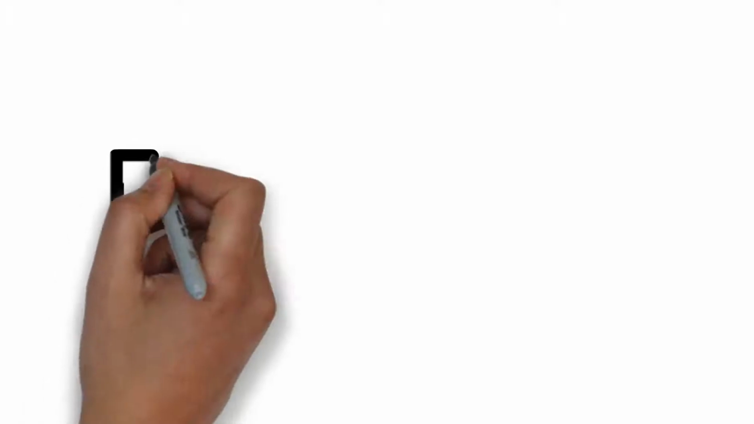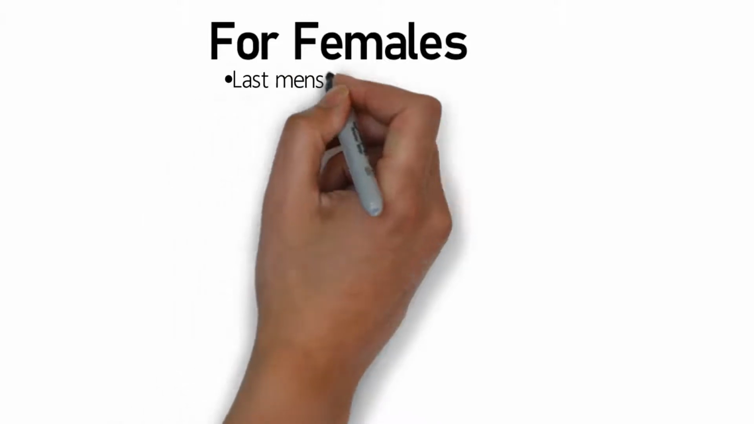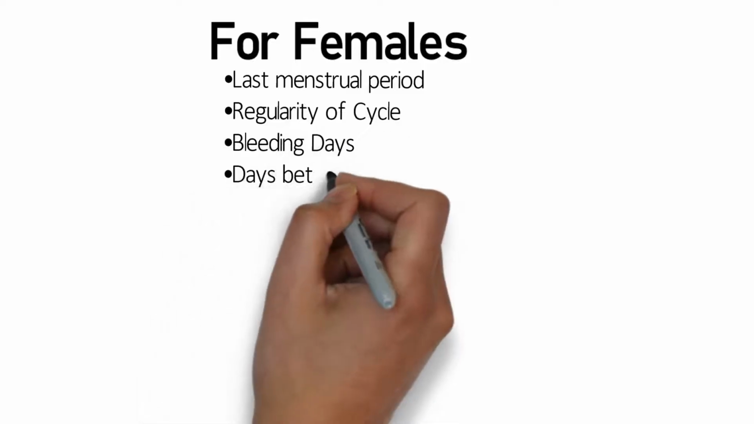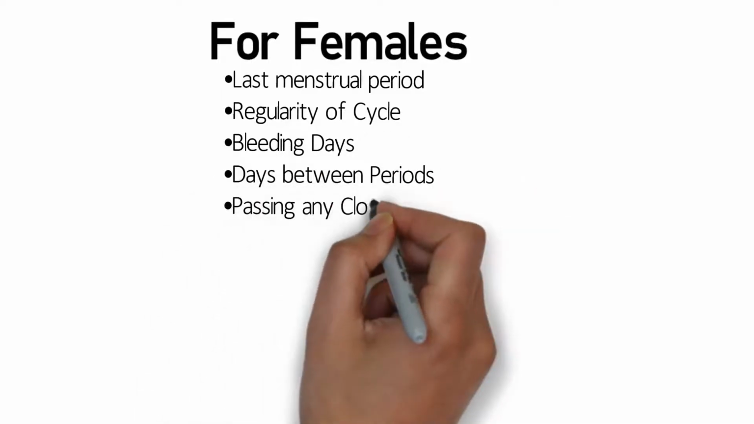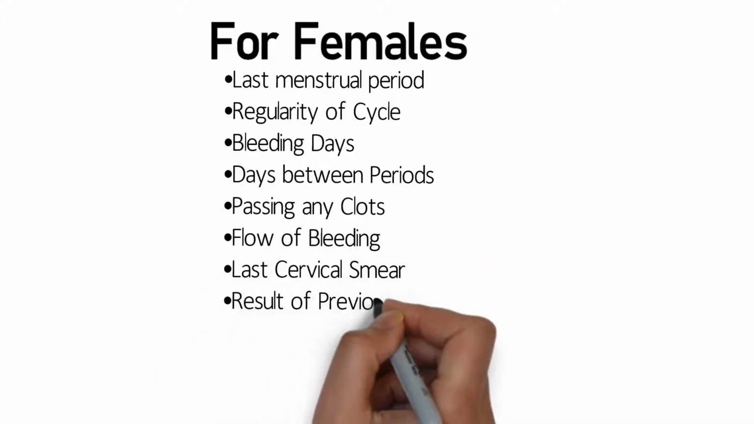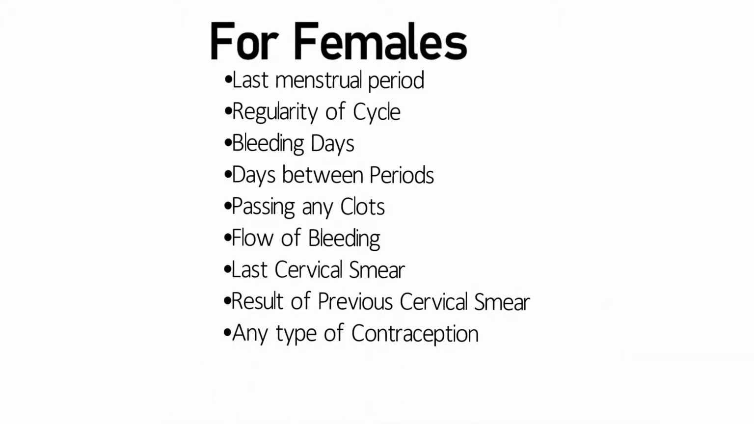In case of female patients, we need to ask a detailed menstrual history, which includes last menstrual period, the regularity of the cycle, days between periods, passing any clots, heavy or normal bleeding. And then we need to ask about the history of cervical smear, if the patient had one or not. If they had a previous cervical smear, then the results need to be noted. And also the history of use of any contraception. If the patient used any contraception, then you need to take a detailed history of that as well.